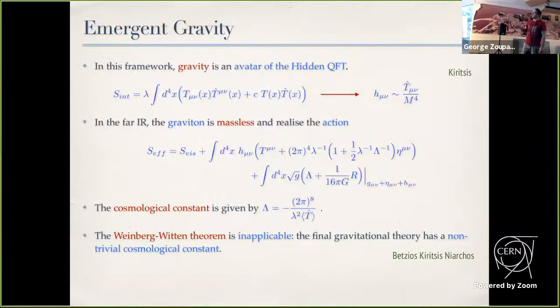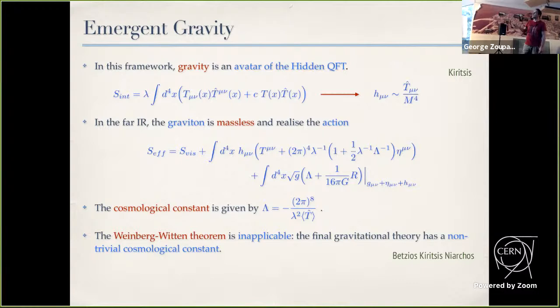So in this framework, these people have worked out a case, and they have realized that gravity is an avatar of a hidden quantum field theory. Assuming that there is a coupling between the stress tensor of the standard model and the stress tensor of the hidden sector of this form, here is the T mu nu, then this stress tensor of the hidden sector can play the role of the graviton. They have worked out in the far infrared the effective action of this example, and they have shown that the action is given by this form.